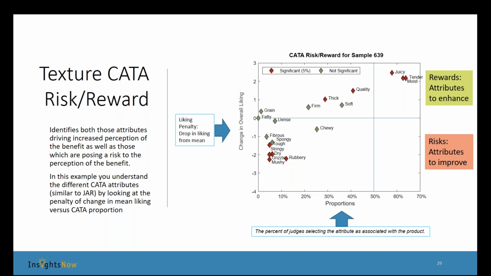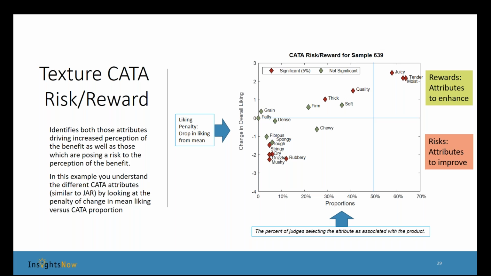And you can see across the middle, those things in green are not significant. Those are closer to 0 in overall liking change. The things in red are significant. So you can both look at the pattern as well as see which things are actually having a significant impact on your key attribute like overall liking.